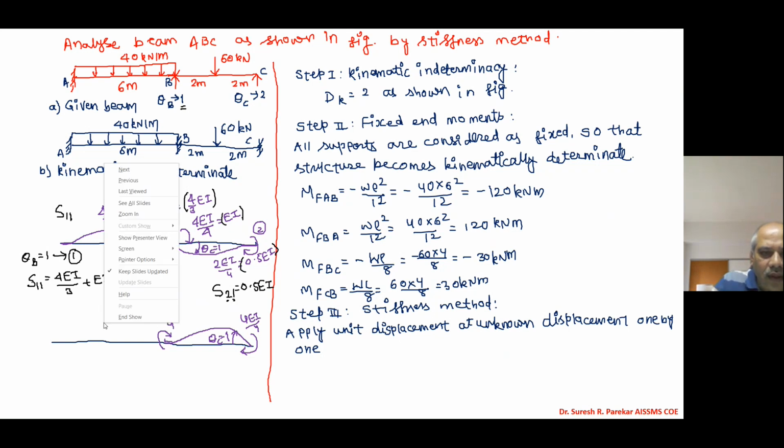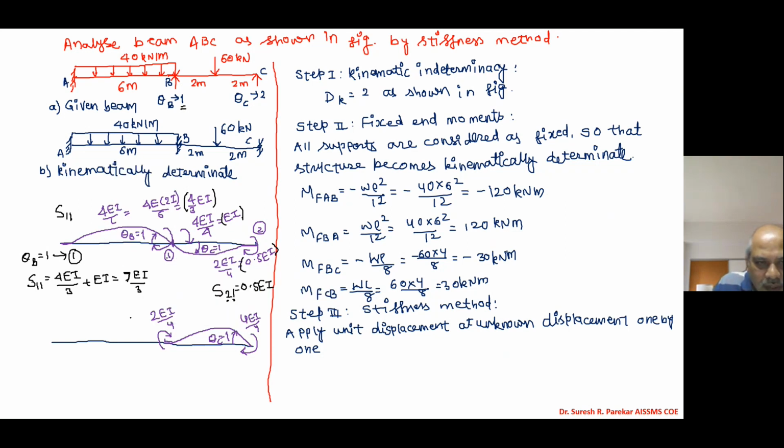Now again we have to give element numbers to these values. This will be S1, this is S2. We have applied unit displacement at C, and the number of this is 2. So the second digit is 2: S12 and S22. So S12 is equal to 0.5 EI, and S22 is EI.